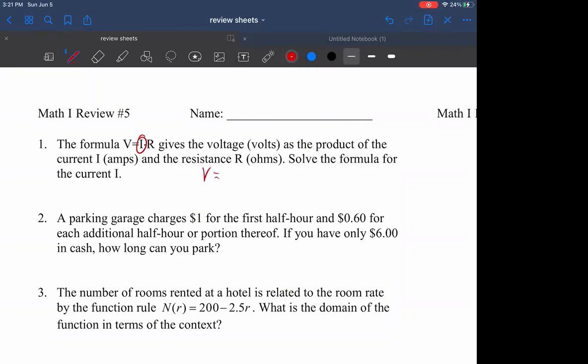So this is going to be really simple. What would we do to both sides to get I by itself? We need to get rid of R. Since it's being multiplied times the I, we just need to divide both sides by R. And now the I is going to be by itself. I can just flip the formula over and put the I on the left instead of on the right, and just say that I equals V divided by R. And there we go. Solved for I.